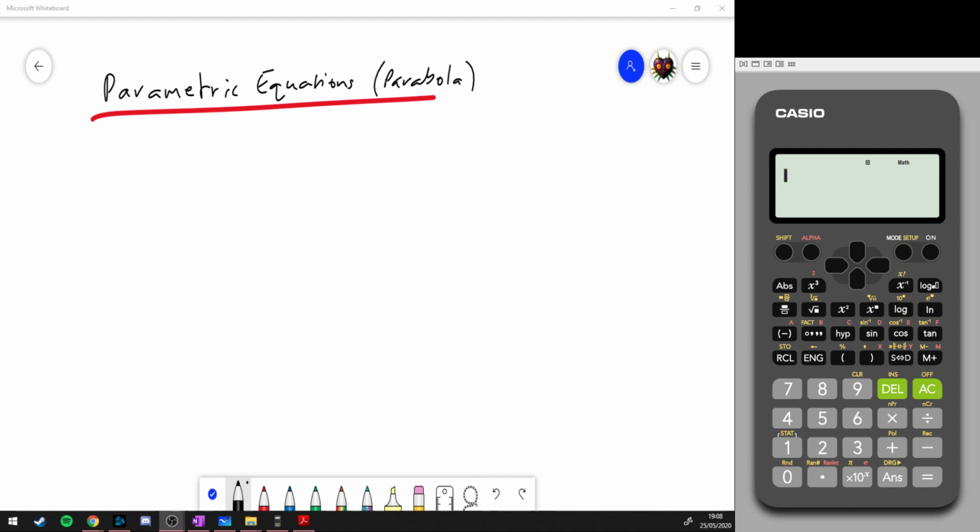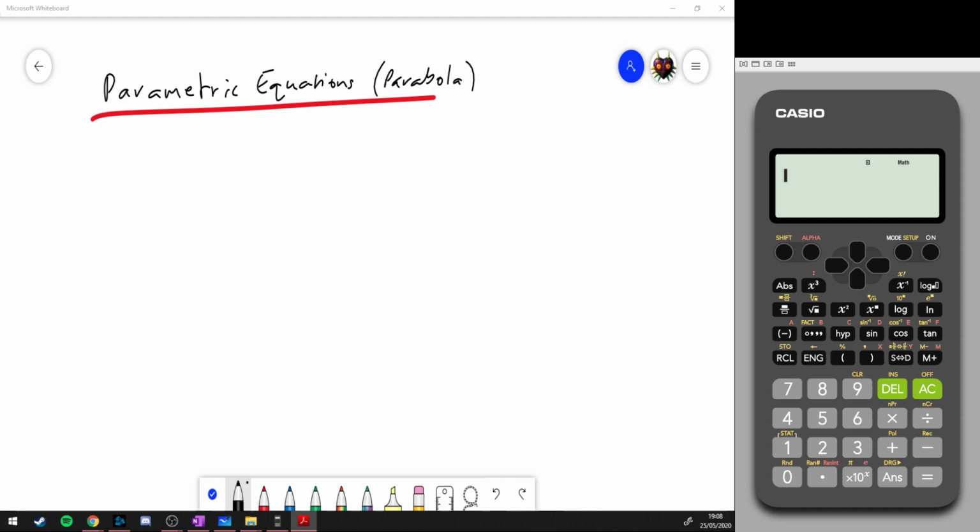So, parametric equations and the parabola. There's an ingenious way of handling curves by making each coordinate a function of a single variable, called a parameter. Basically, each point on the curve is specified by a single number rather than a pair of coordinates.